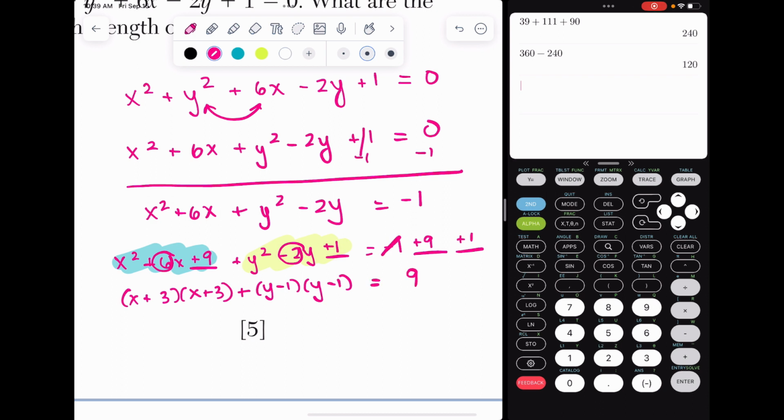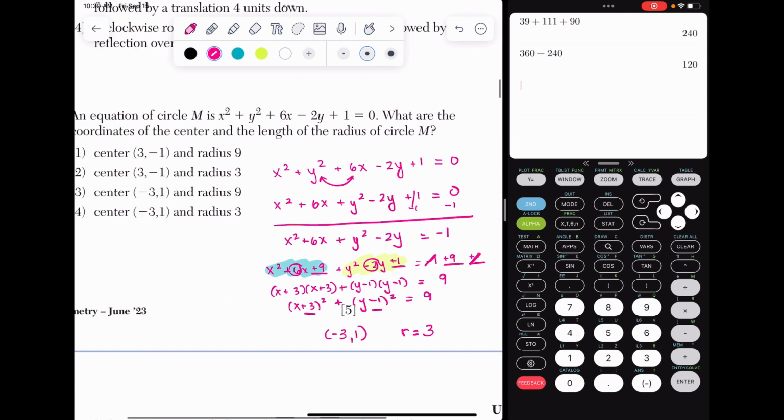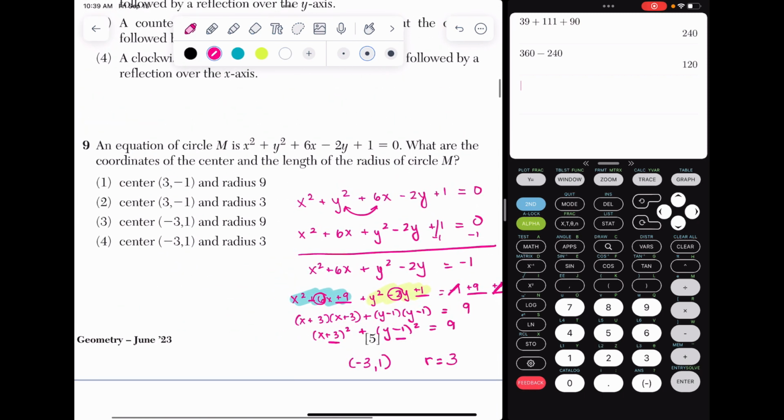And over here, these ones are going to cancel out. So I get x plus 3 squared plus y minus 1 squared equals 9. And finally, we can get to our center and radius. We're going to take the opposites of the numbers in the parentheses. So that's negative 3, 1. We're going to take the square root of the number at the end, so the radius is 3. So our center is negative 3, 1, our radius is 3, and our answer, therefore, is choice 4.